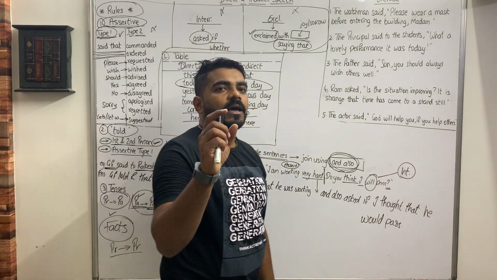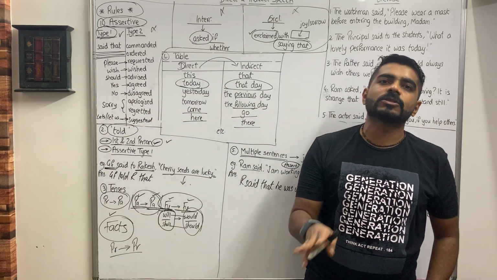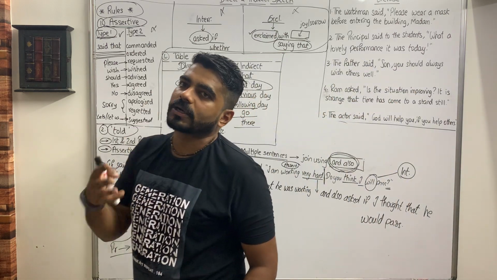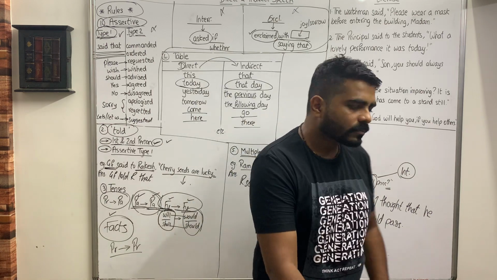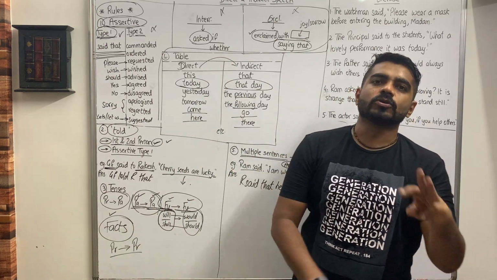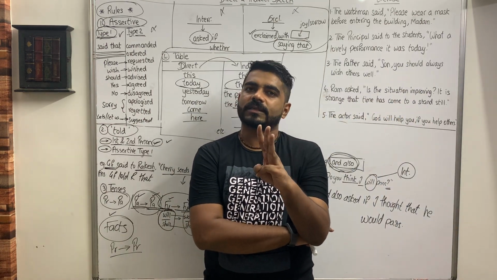Interrogative sentence is a sentence having a question mark. You will always use the word ask. Do not try to show your talent in this. Questioned, inquired, no. Okay? Ask. Ask can be used in three ways. Ask if, ask whether, or only ask.